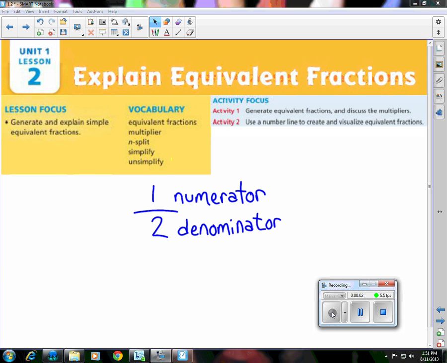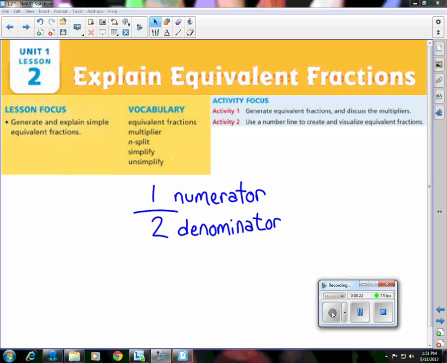Okay, we're on Unit 1, Lesson 2. It's just talking about what equivalent fractions actually are. So we're going to generate and explain some simple equivalent fractions, and we'll talk about what a multiplier is. Let's run through the vocabulary. Equivalent fractions, just fractions that are equal to one another. They say the exact same thing.